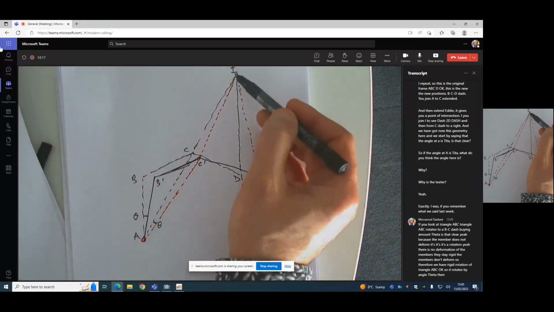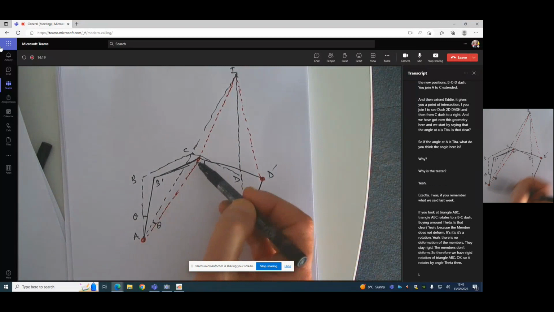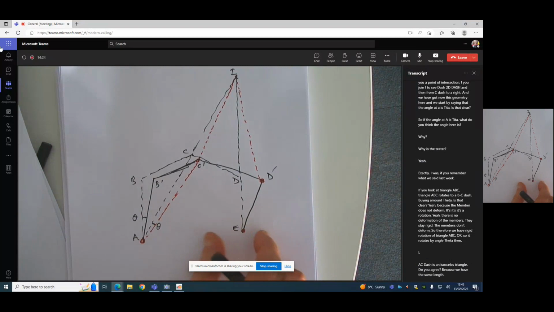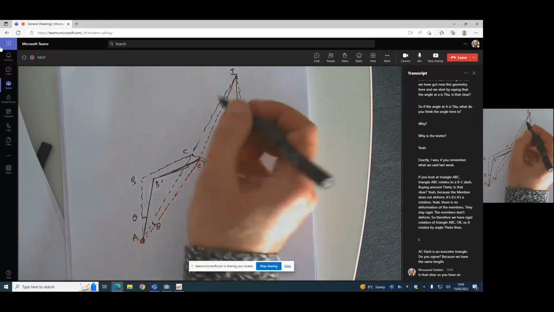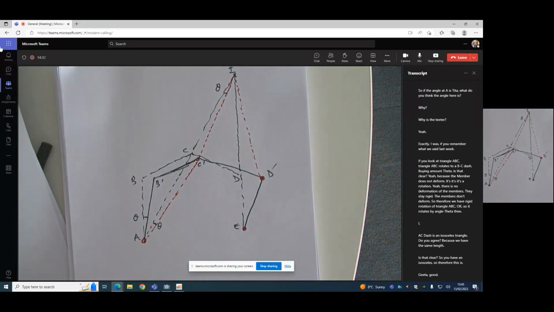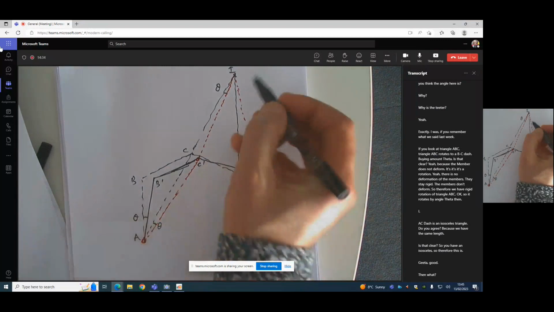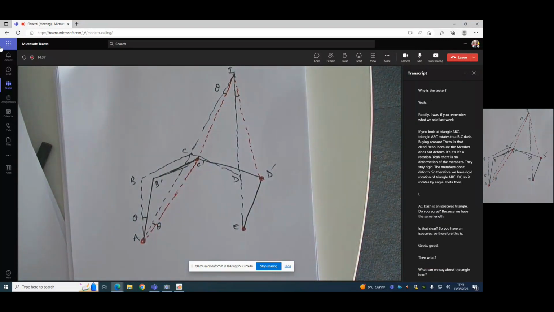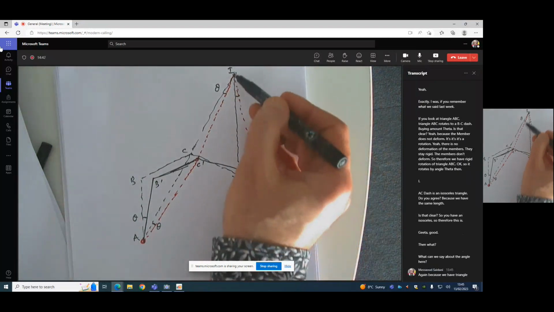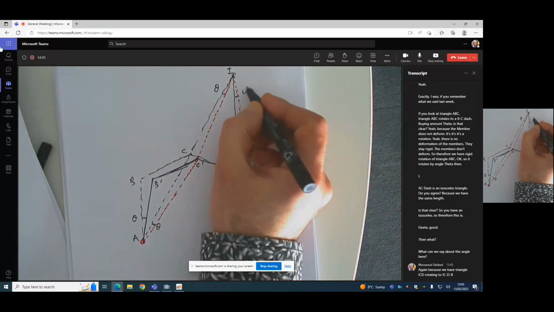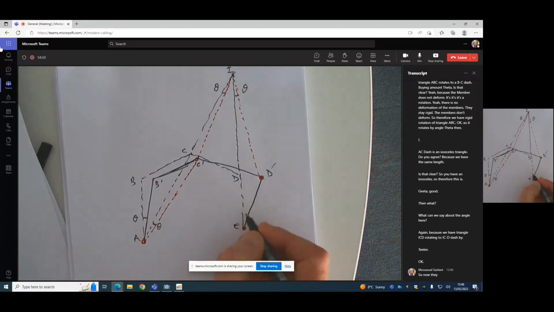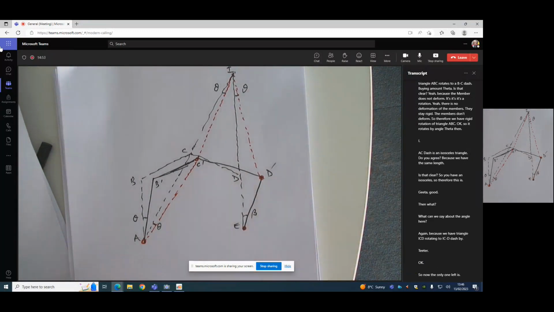Then IAC dash is an isosceles triangle. Do you agree? Because we have the same length. Is that clear? So you have an isosceles triangle. So therefore, this is theta. Good. Then what? What can we say about the angle here? Again, because we have triangle ICD rotating to IC dash D dash by theta. Okay? So now the only one left is this angle beta.